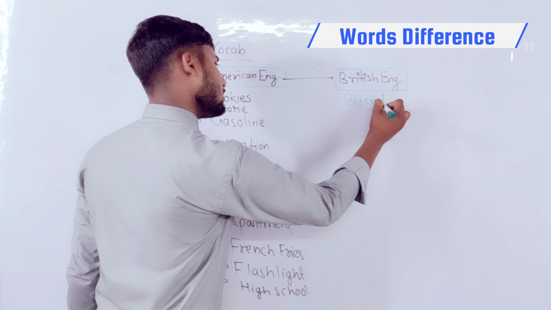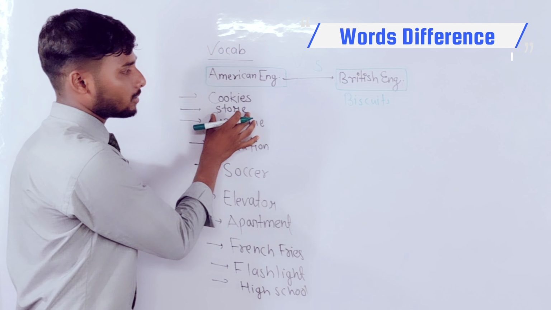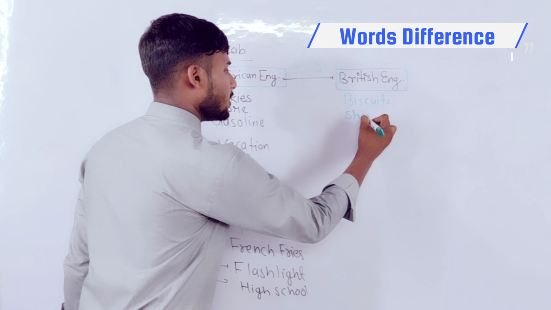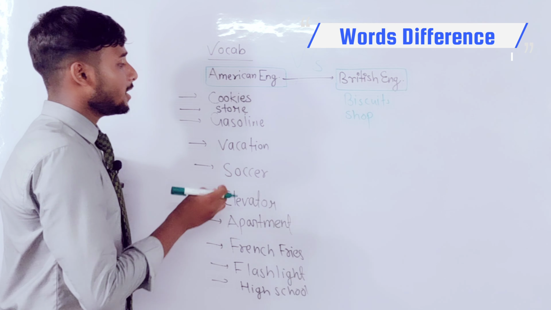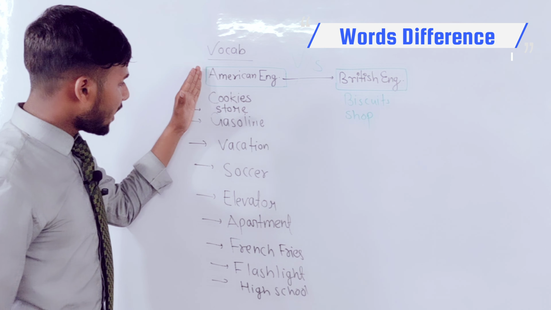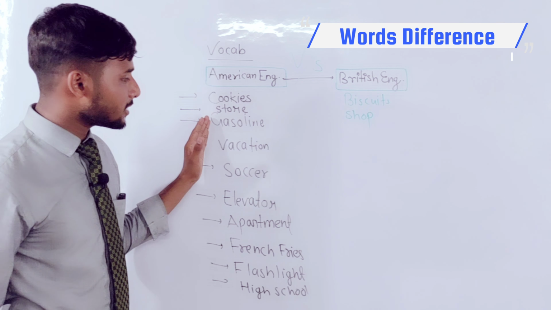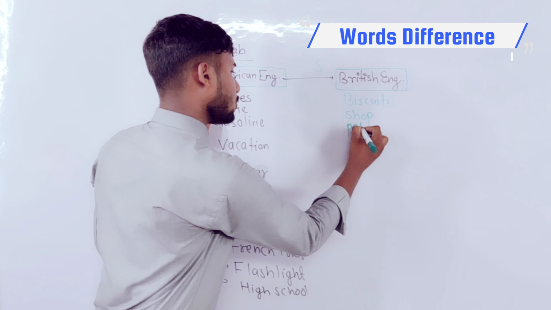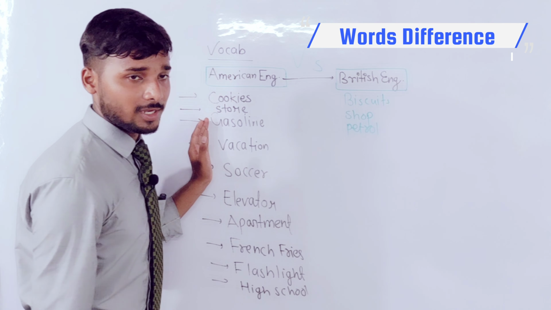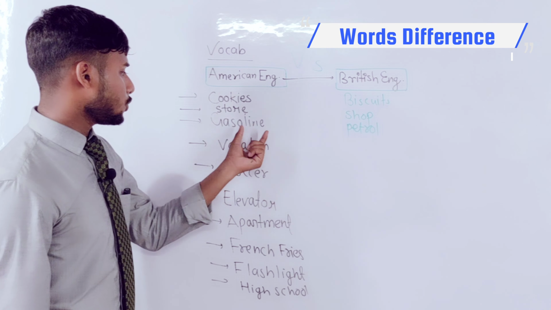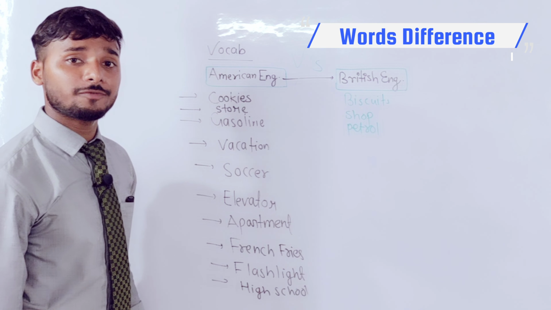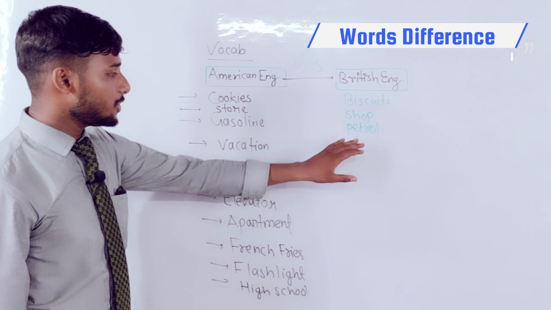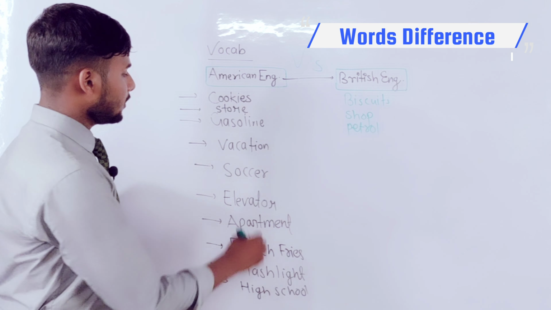Biscuits. Store, that will be a shop. In British English, we say shop. In American English, we say store. In American English, we say gasoline, but in British English we say petrol, as we take petrol in our bike, right? So rather than saying petrol in American English, we say gasoline. I'm gonna fetch gasoline. He's going to take petrol, right?